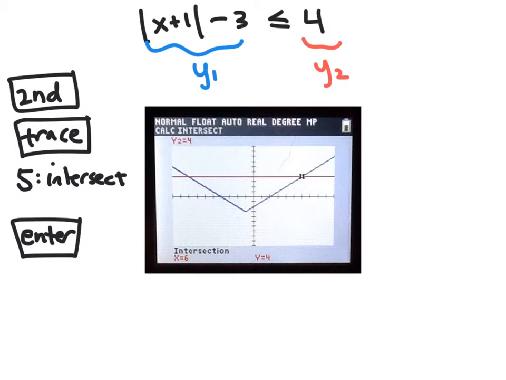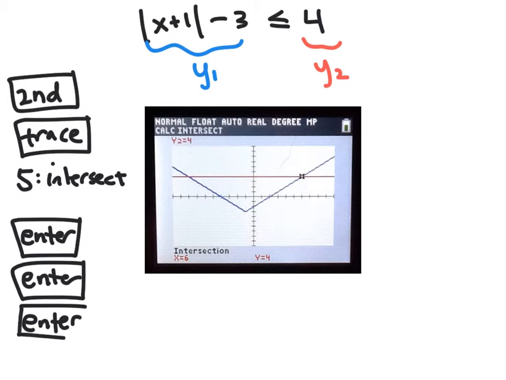And then it will usually jump to the second curve and ask you if this is the second curve. You'll press enter one more time. And then the calculator will prompt you if you want it to guess the intersection. And you will press enter one last time. This will obtain the screen that we have here. And you see that it has calculated the intersection point.